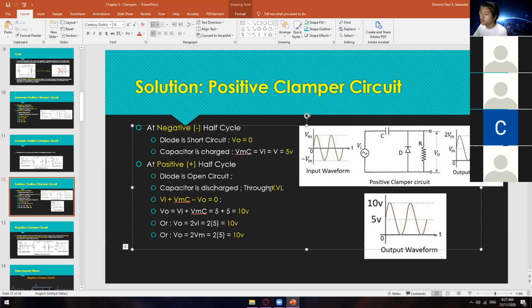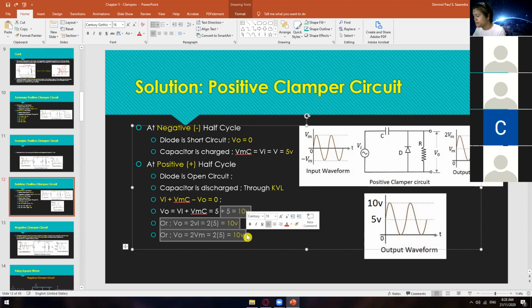So if you're going to apply KVL, you will get this kind of equation: V sub I plus VMC minus V sub O. And then you can simplify this a little bit more. V sub O now is equal to V sub I plus VMC, wherein V sub I is 5 and VMC is also 5 volts. So 5 plus 5 is equal to 10 volts. Or you can use the other way, wherein it's just twice the V sub I. As you all know, V sub I is equal to VMC, so you can do this one. All of them have the same result, of course.